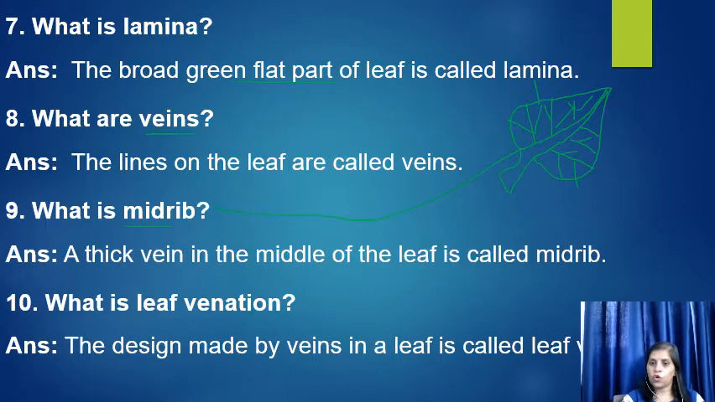So this is a petiole. The broad green flat surface of the leaf is known as lamina. The thick vein present at the center of the leaf is known as midrib, and from the midrib the various thin lines coming out are known as veins. What is leaf venation? The design made by veins in a leaf is called leaf venation. All the designs made by these veins on the surface of the leaf are known as leaf venation.